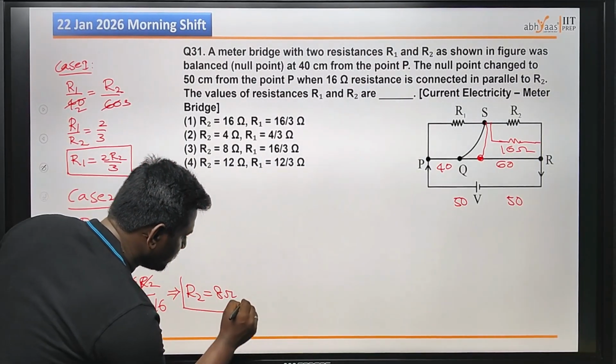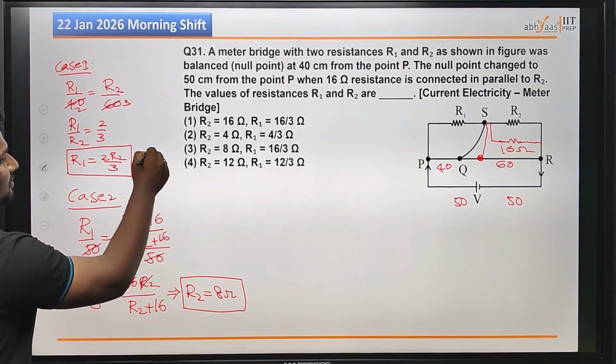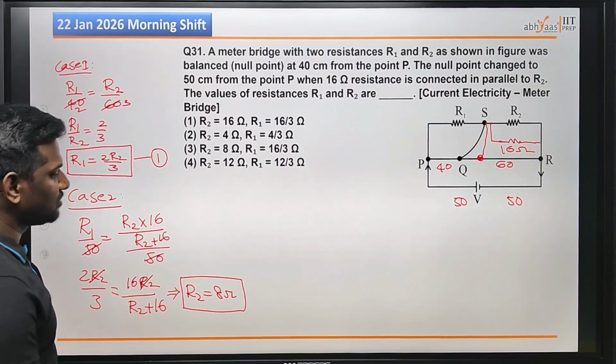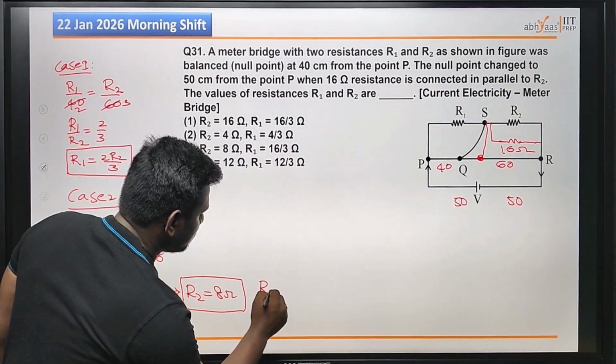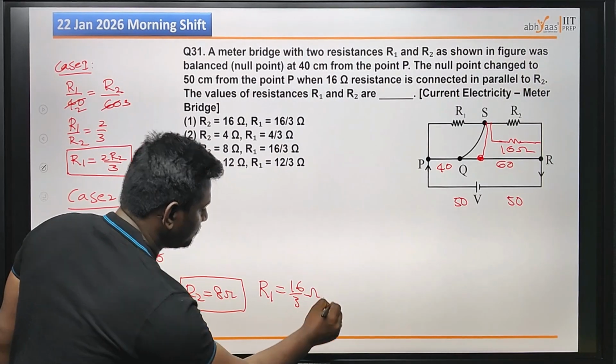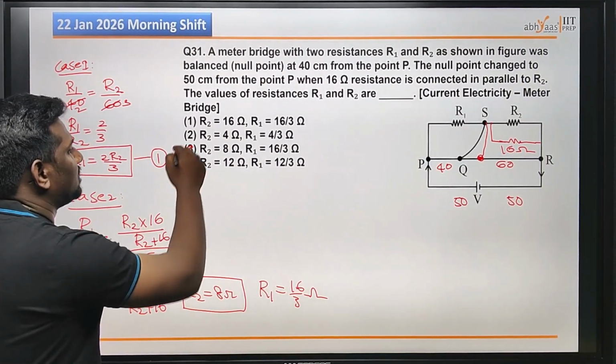If you substitute this R2 in R1, in this equation 1, you will get the R1 value. So what will be the R1 value? R1 value will be 16 by 3 ohm. So which is the correct option? Option 3 is the right answer.